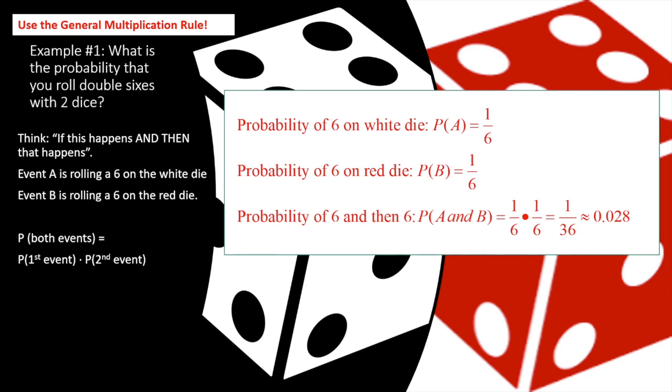So I can calculate that I get a probability of 1 out of 6 on the first die, and I get a probability of 1 out of 6 on the second die, and then I multiply those together. So my final answer is 1 out of 36, just like if we listed out all the possible outcomes, which is approximately 0.028 or about 0.03.